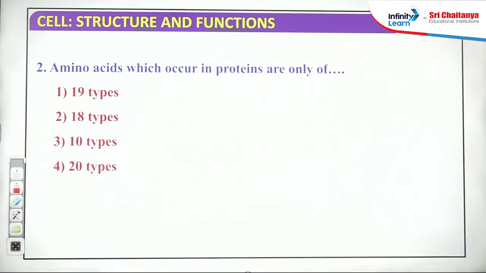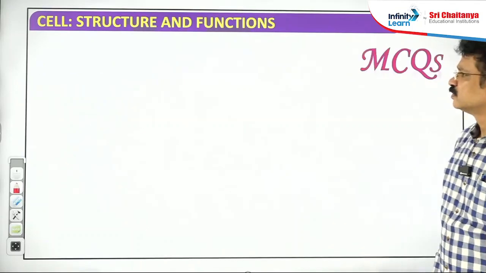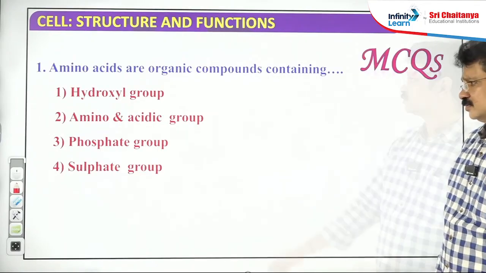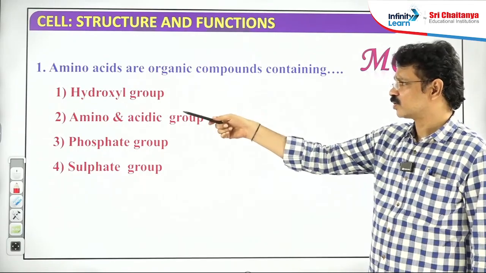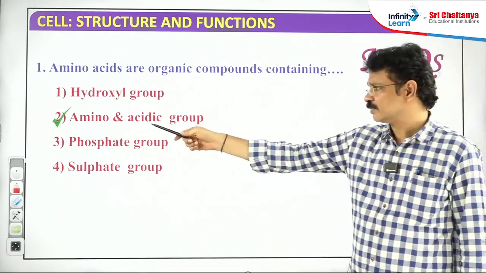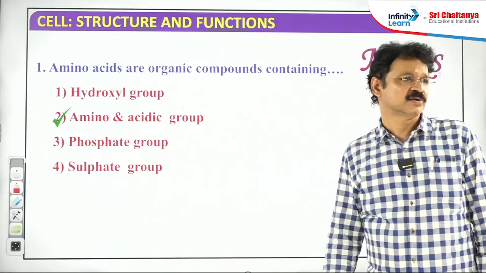How many types of amino acids are found in proteins? 20 types of amino acids. Next question. Amino acids are a kind of organic compound, a biomicromolecule, consisting of, yes, both an amino group as well as a carboxylic group. Another name for the carboxylic group is the acidic group.